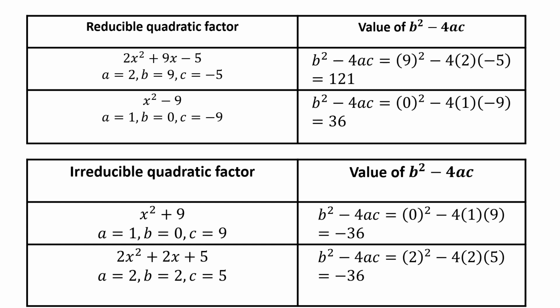If it's an irreducible quadratic factor, it means when you substitute into your discriminant, you get a negative answer. A negative answer for the discriminant means you have no real roots. It means that you can't actually factorize it into linear factors. You can't get any real roots. The curve will be above or below the x-axis. So that is an irreducible quadratic factor. The two examples shown there are x squared plus 9 and 2x squared plus 2x plus 5. But in partial fractions, most of the time we actually deal with x squared plus c squared.